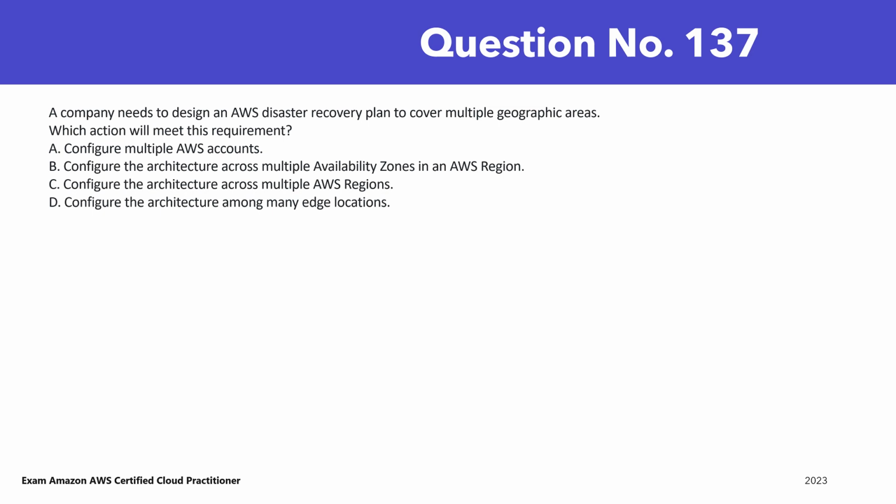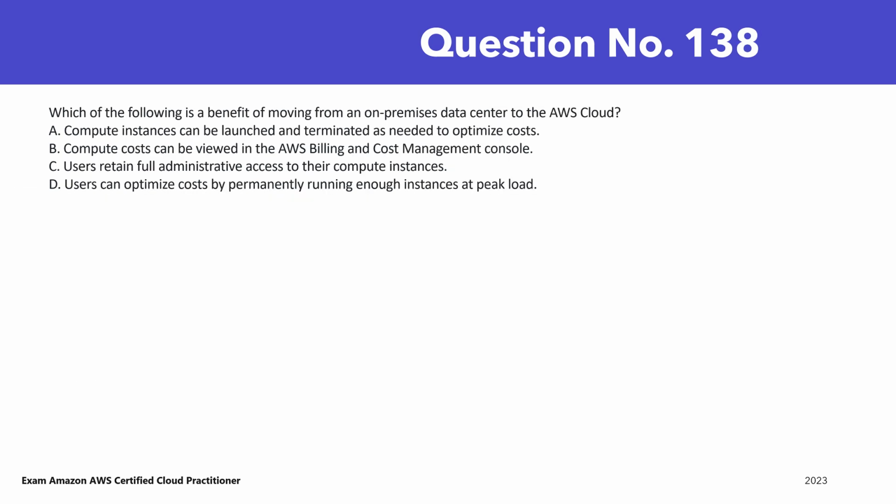Correct answer, C. Which of the following is a benefit of moving from an on-premises data center to the AWS Cloud? A. Compute instances can be launched and terminated as needed to optimize costs. B. Compute costs can be viewed in the AWS Billing and Cost Management Console. C. Users retain full administrative access to their compute instances. D. Users can optimize costs by permanently running enough instances at peak load.